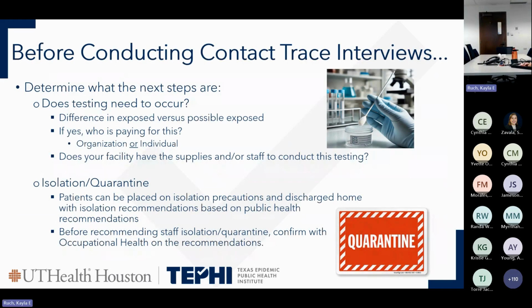So before you get to the part where you're interviewing them, because when you are interviewing them, you are going to provide them with next steps. You want to make sure that you know what the next steps are. Are you offering them testing for these individuals that have been exposed? Is this something that your organization's doing? Does public health need to be doing this? Who is paying for this? Is it the organization or the individual, or is it a third party?